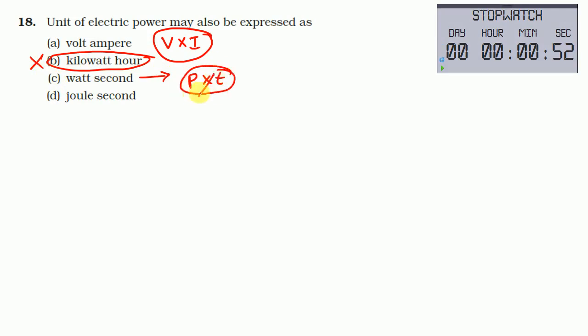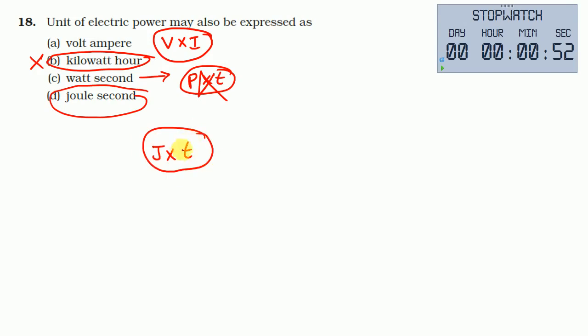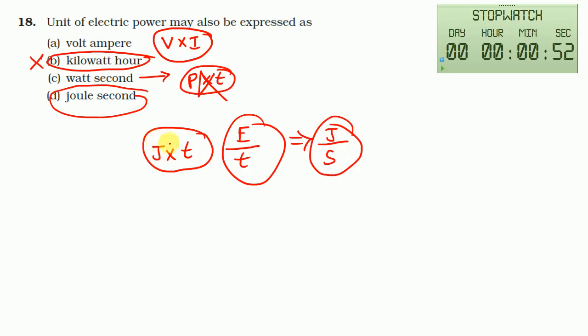No, not at all. Watt is itself a unit of power. Watt second is not the correct answer. Joule second? Joule is energy and second is time. Energy into time, no. Power is energy by time. You can write joule per second. Joule per second is the correct unit of electric power. So we get volt ampere as the correct option. So option A is the correct one. Volt into ampere. Clear?